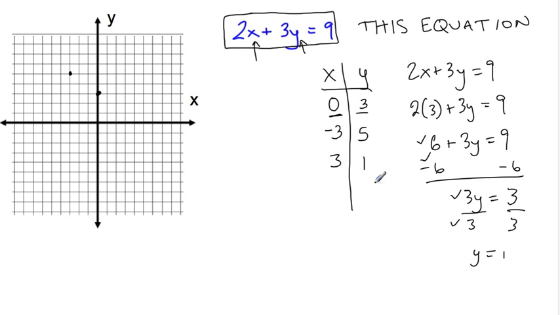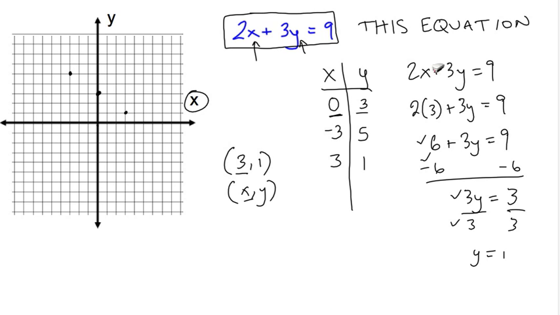3 comma 1. Over 3, 1, 2, 3, up 1. Remember, I always go 3 and then 1. I always go x and then y. So I went 3 on the x, 1, 2, 3 on the x, and then 1 on the y. Up 1 on the y.